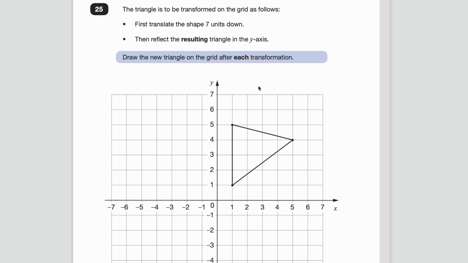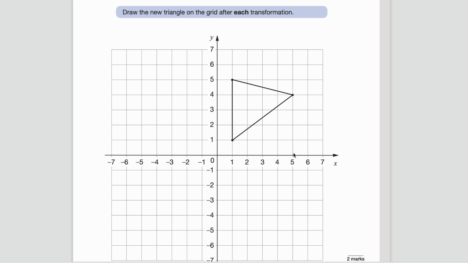Not on a computer, though, that I'm doing it on today, because it's really difficult to draw, but I will do my best. Now, if you're doing this, make sure you do it neatly and you use a ruler. I haven't got that option on here, so I'm going to just do my best. So it says, translate the shape 7 units down first. So everything's going to move 7 down.